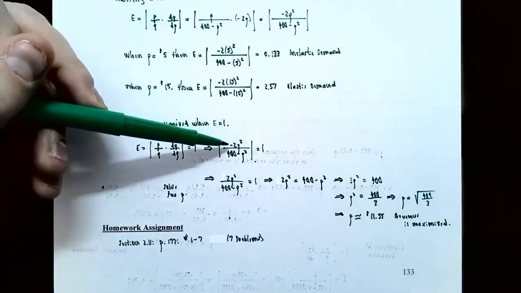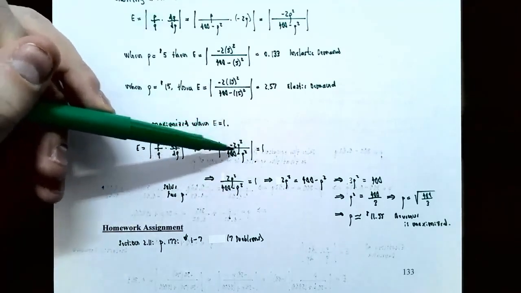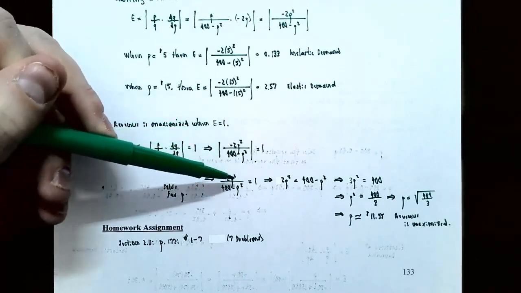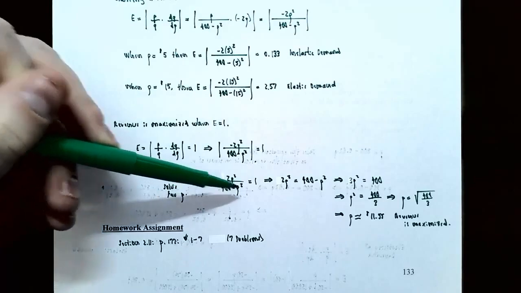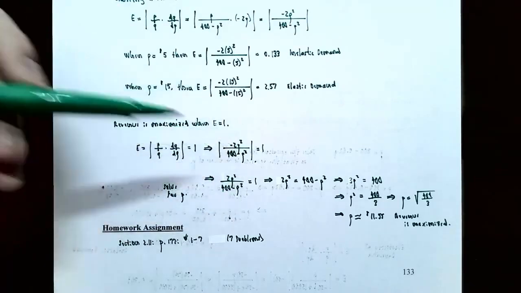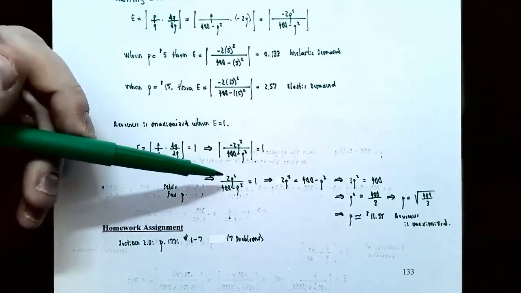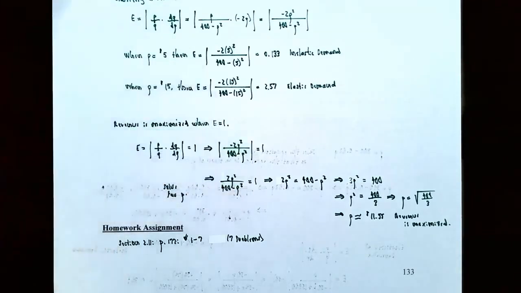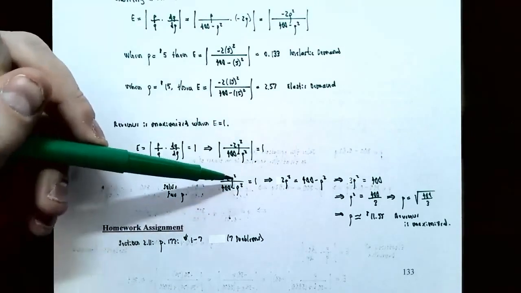Now notice, if you take the absolute value of negative 2 in the numerator, you just get positive 2. So positive 2p squared divided by 400 subtract p squared. You can drop the absolute value now because you've taken the absolute value of negative 2 in the numerator. So you get this equation, 2p squared divided by 400 subtract p squared equals 1. So now how do you solve for p whenever it's in the numerator and denominator?